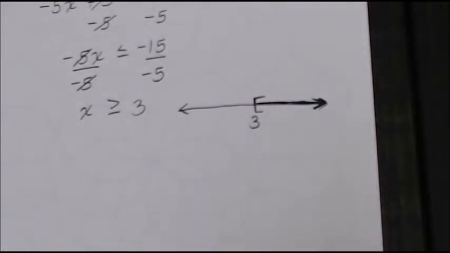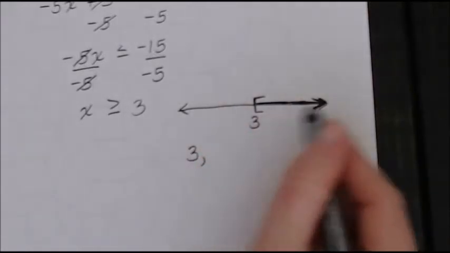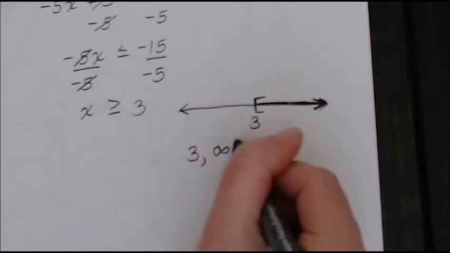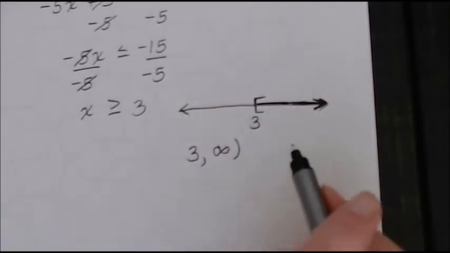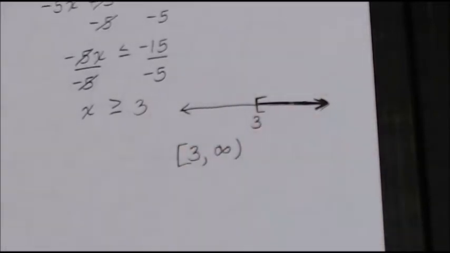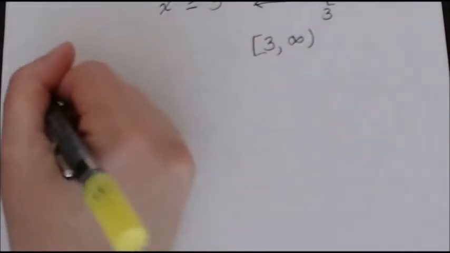Think about what this would be in interval notation. I want my lowest bound to be 3, and I want my highest bound to be infinity, because it's never going to stop. It's an open-ended inequality. Infinities always take parentheses around them, but this was greater than or equal to 3, so it had a bracket there, so I'm going to have a bracket there. And that's our solution. Let's take a look at example 3 in the notes.